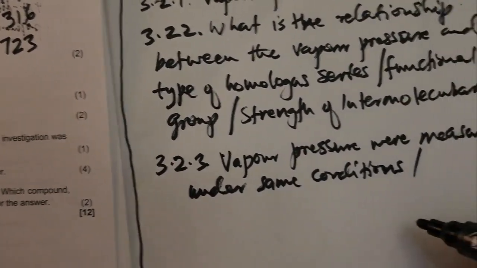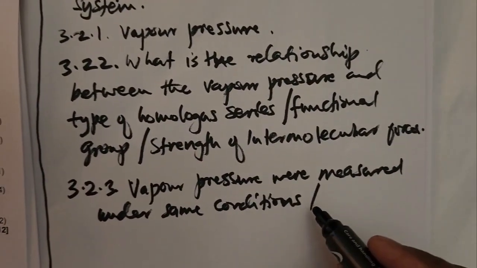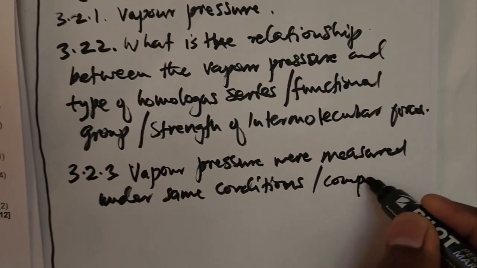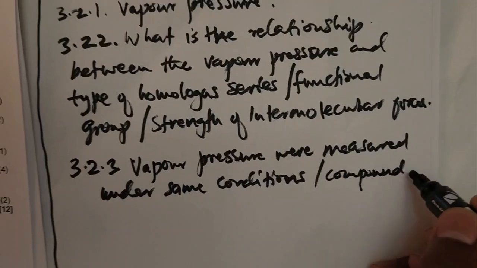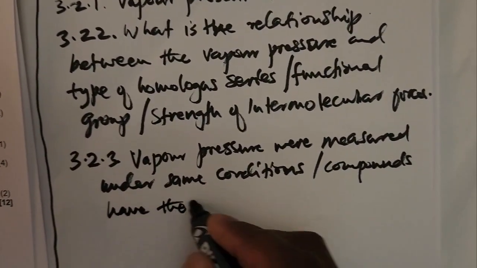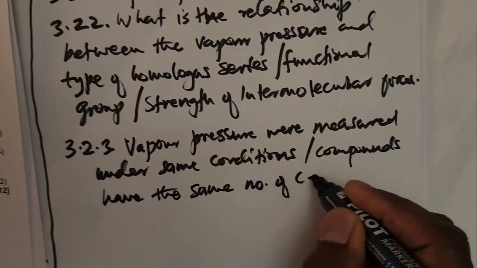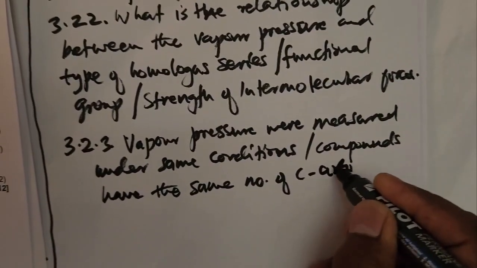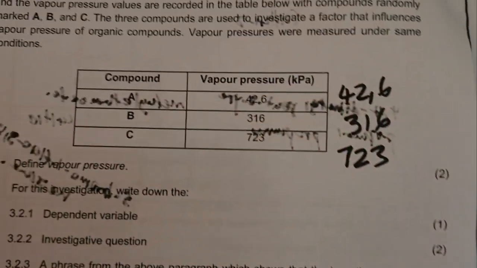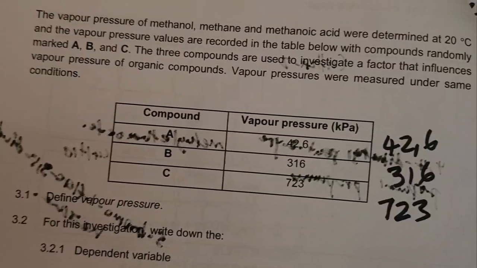Or a learner can be explicit and say, now they call this what was controlled there, to say the compounds have the same number of carbon atoms. That will also be very good. Remember, we are comparing methanol, methane, and methanoic acid. They all have got one carbon atom there.